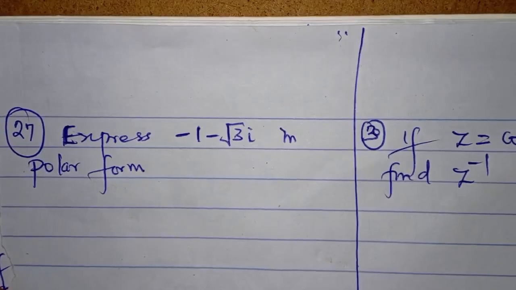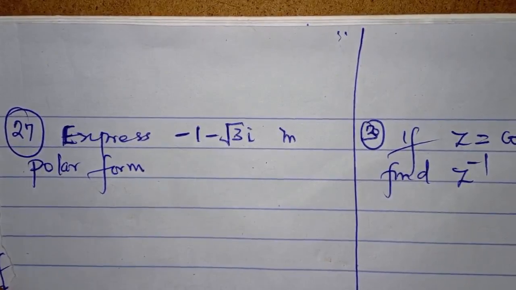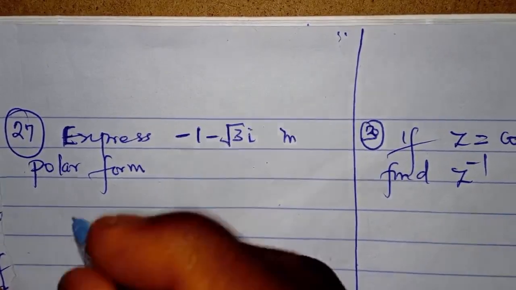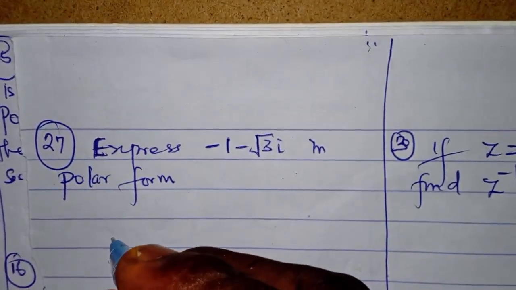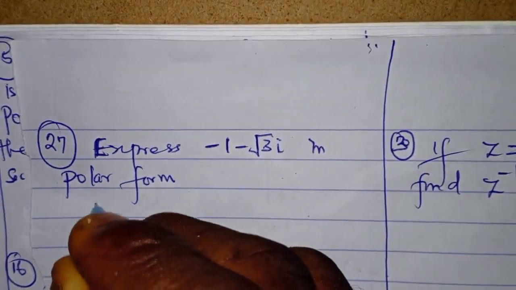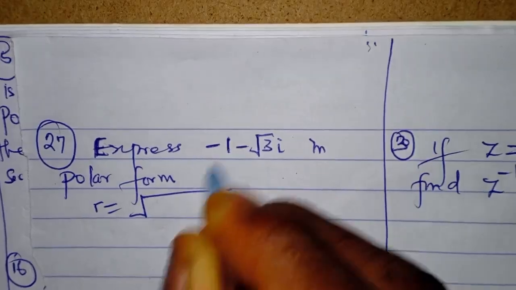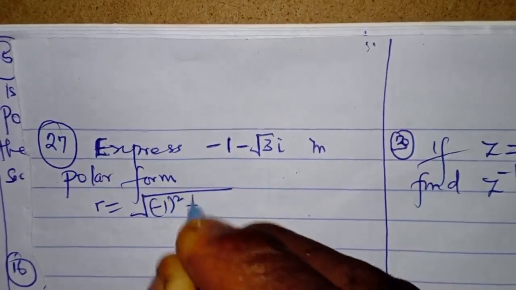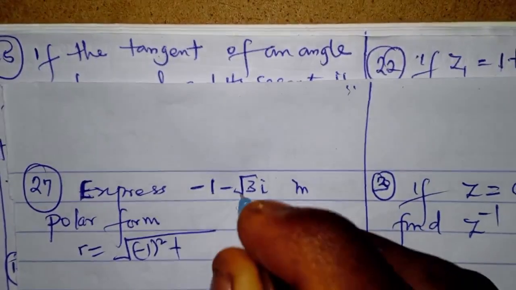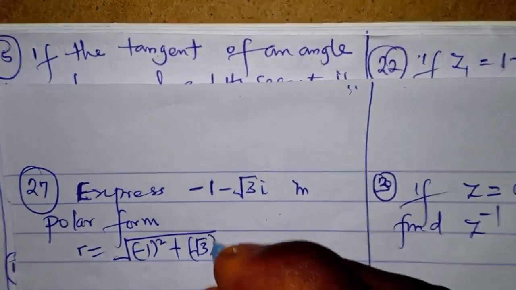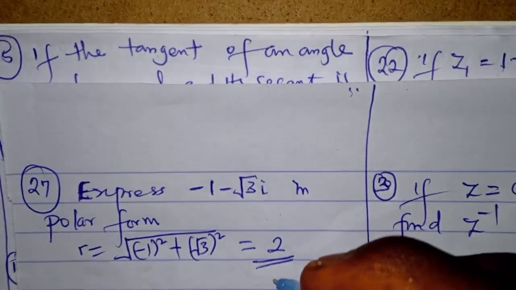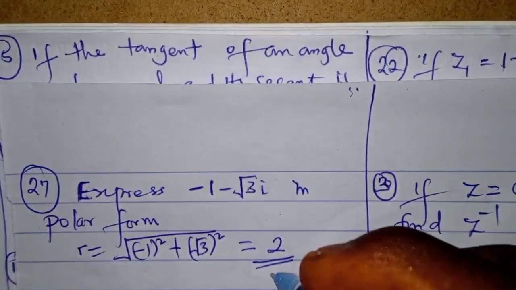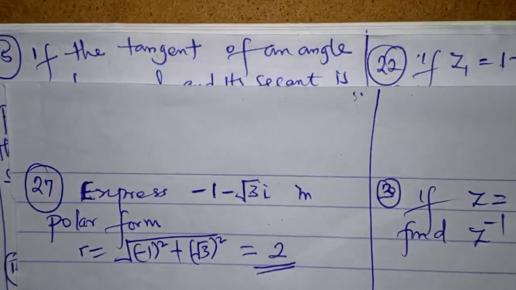Question 27 says, express -1 minus i root 3 in polar form. Okay, let's do this. In polar form, like we did earlier, we need the modulus. The modulus is the square root of -1 squared plus root 3 all squared. And that will still give me 2. -1 squared is positive 1. Root 3 squared is still 3. 1 plus 3 is 4, and the square root of 4 is 2.